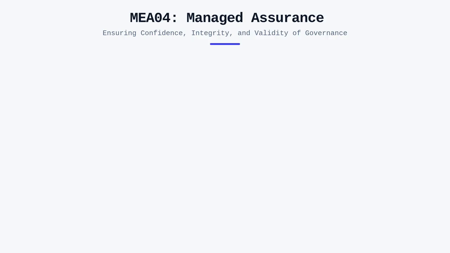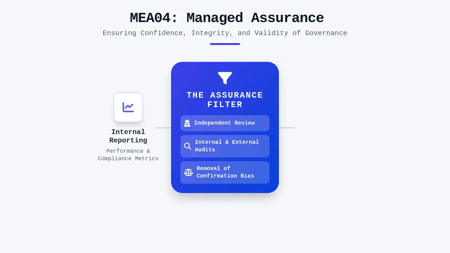Finally, we arrive at MEA-04, which is the managed assurance objective focused on the confidence that the governance system provides to stakeholders. While the prior objectives focus on performance and compliance, this one is concerned with the overarching validity and independence of those assessments. It asks the critical question: how do we know that our own reporting is accurate without external confirmation? By managing assurance, the enterprise organizes both internal and external audits, creating a layer of skeptical, independent review that validates the integrity of the information provided to the board.